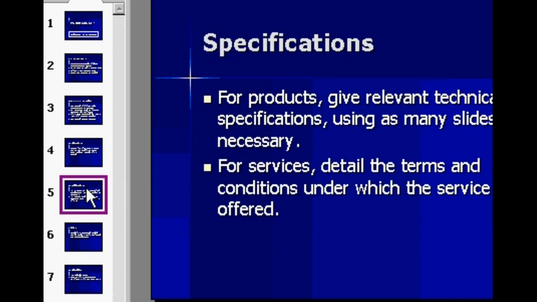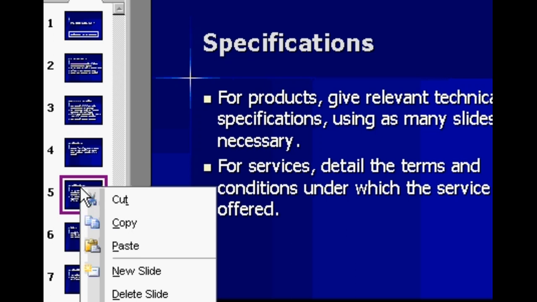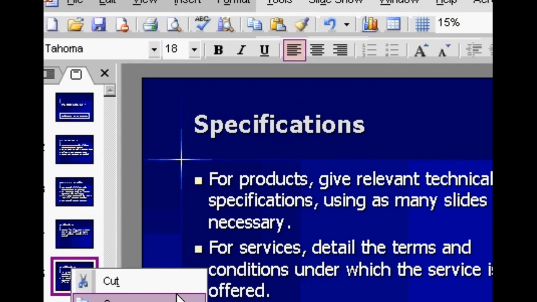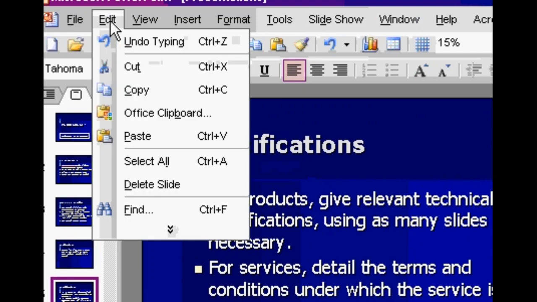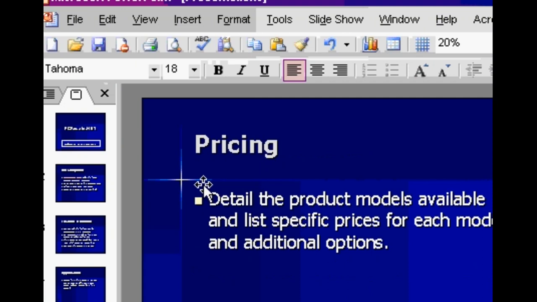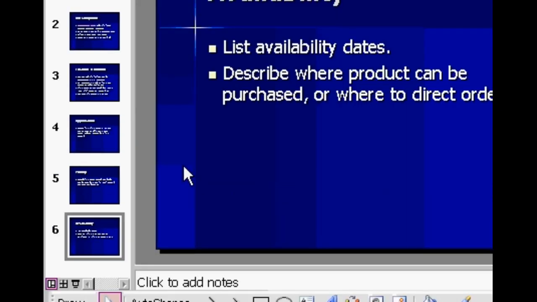Now, let's say you don't want one of these slides. Let's say you don't want a specifications slide. How do you get rid of it? Well, over here in your slide sorter, right-click and select Delete Slide. And that will get rid of the slide. You can also optionally come up top here and click on Edit and Delete Slide. That'll get rid of it too. And it's gone. If you decide right away that you want it back, you can hit the Undo button, and that'll bring it back.